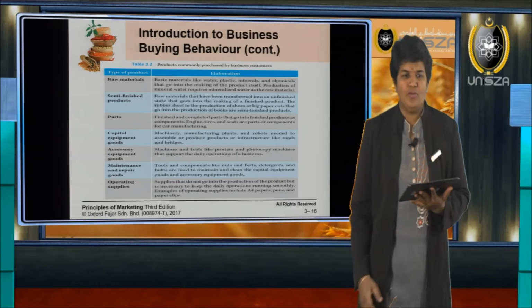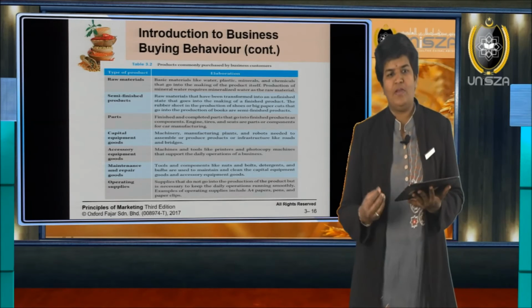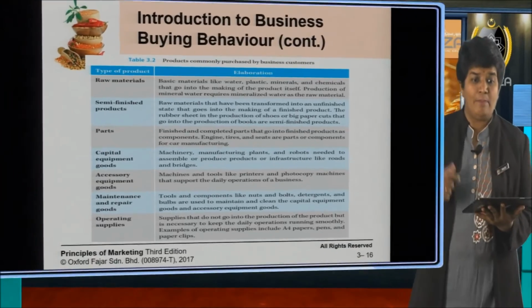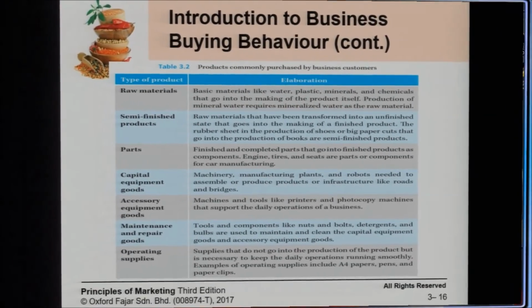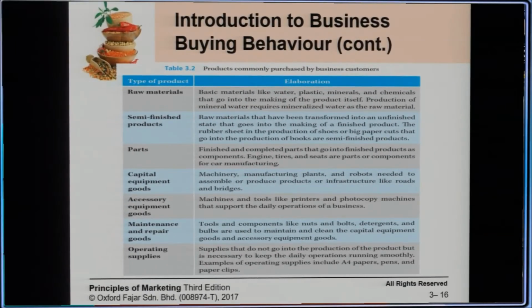So normally this group of people purchase raw materials, semi-finished products, parts, capital equipment goods, accessory equipment goods, maintenance and repair goods, and operating supplies.